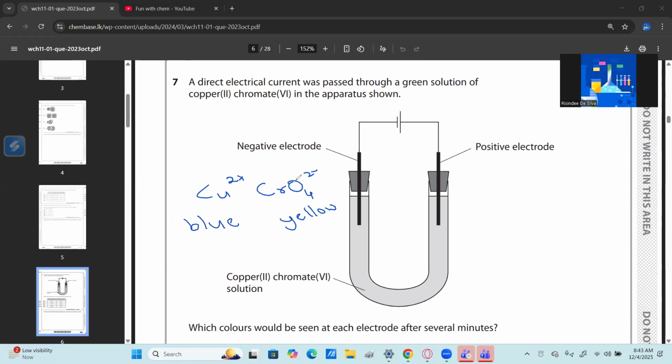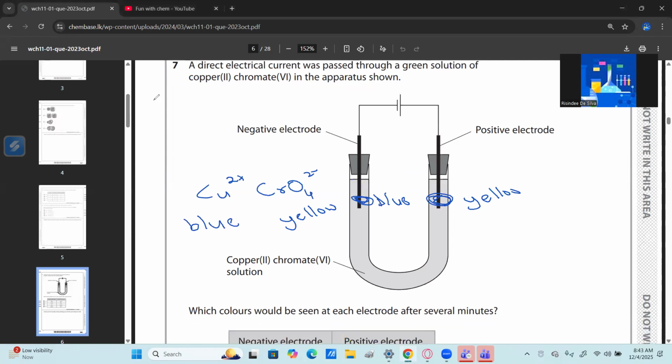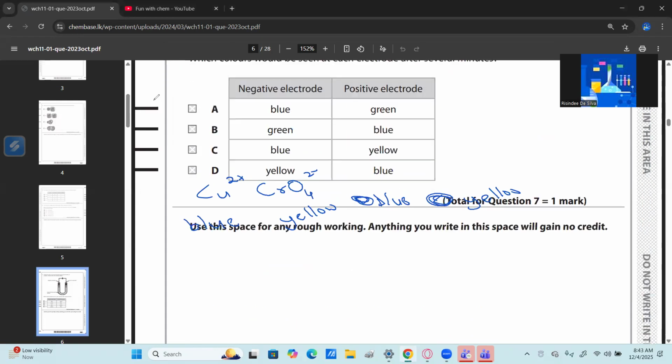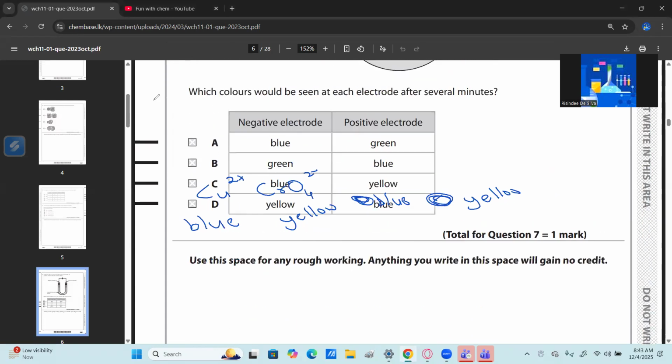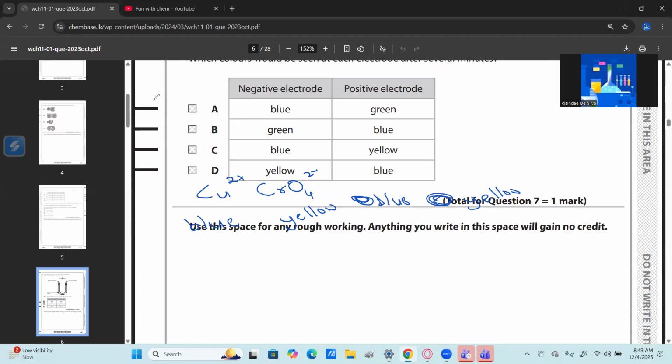So the negative one will move towards the positive electrode. So near the positive electrode, you can see yellow. Near the negative electrode, you can see blue. So the correct answer according to the observation is: negative electrode blue, positive electrode yellow. So the answer is C.